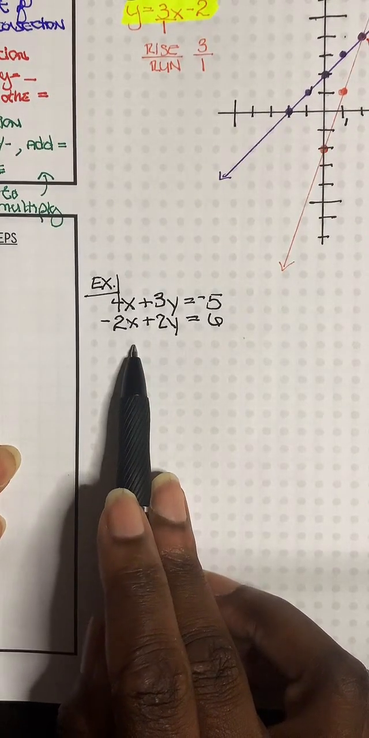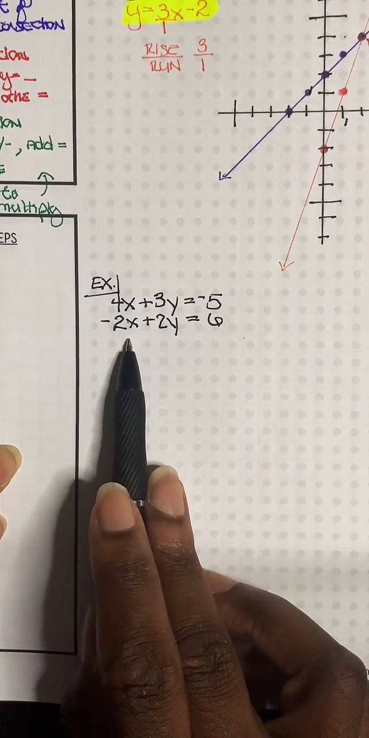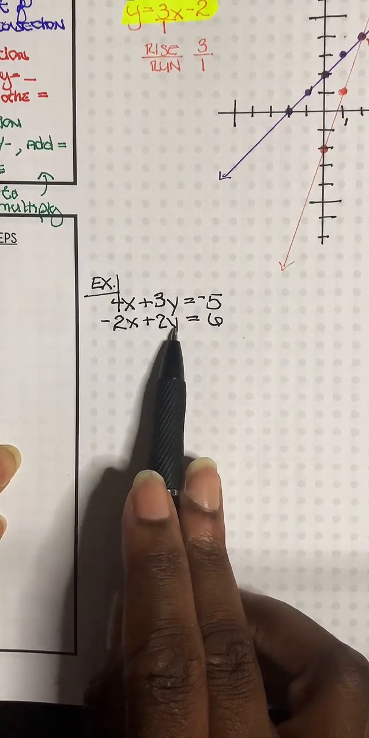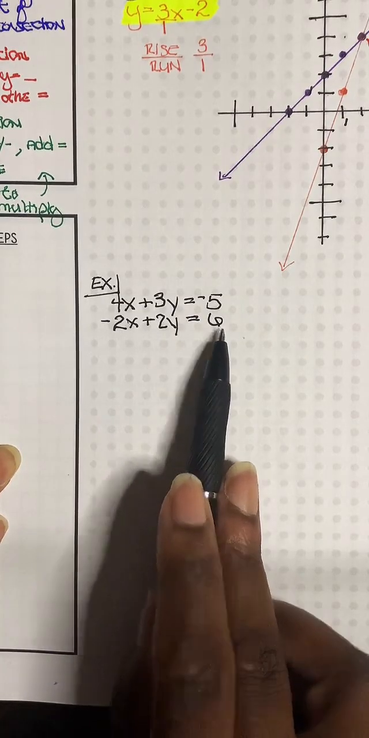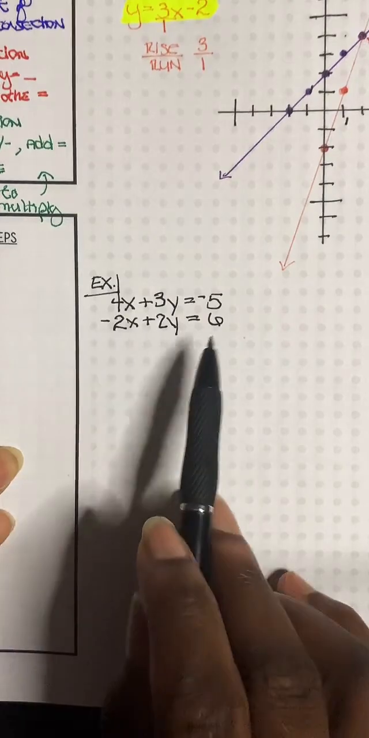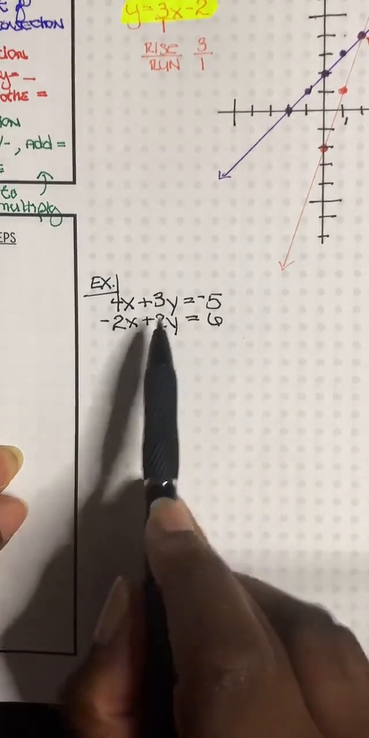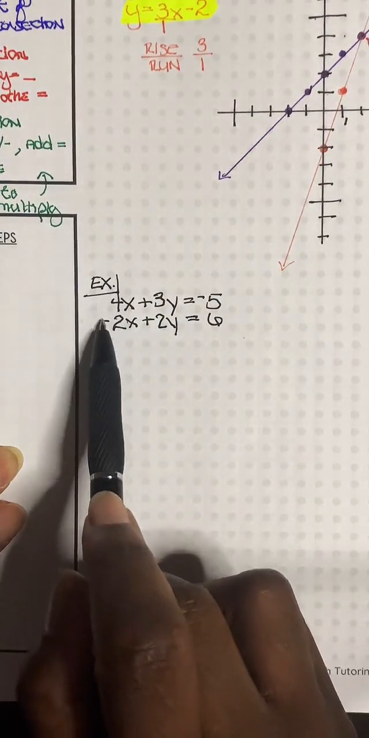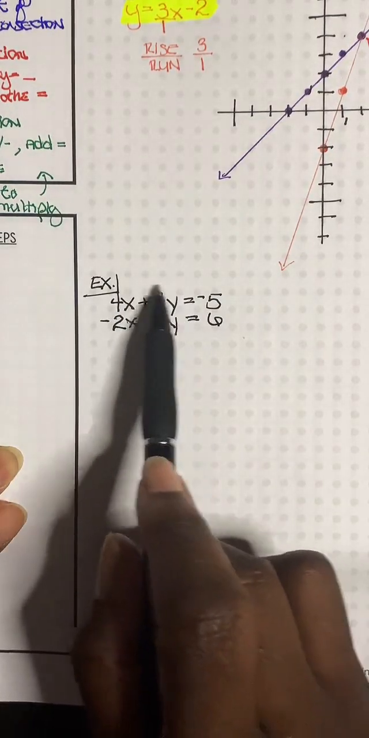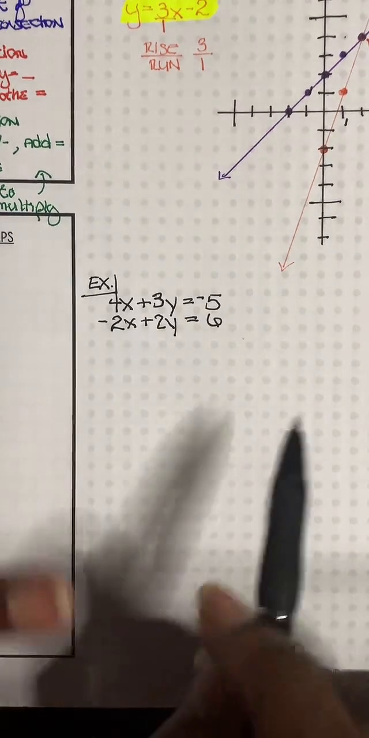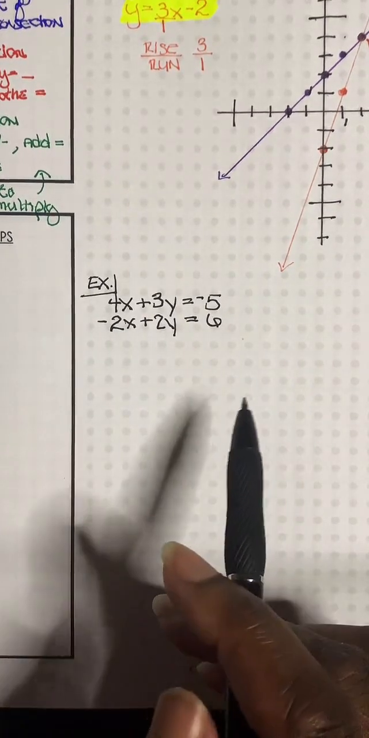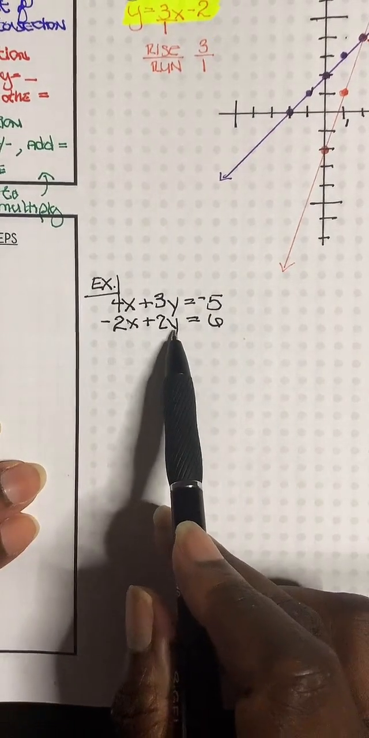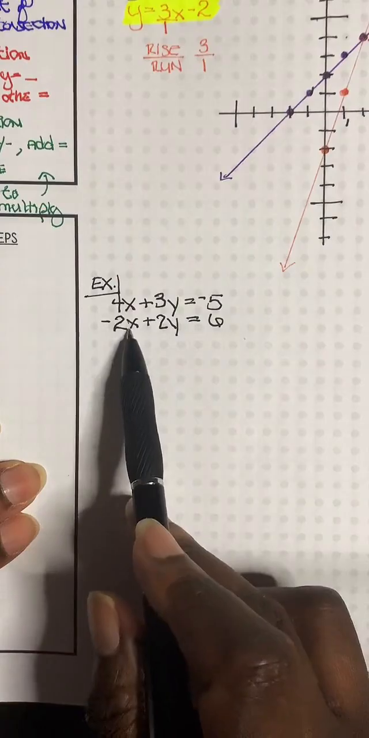So we have 4x plus 3y equals -5, and -2x plus 2y equals 6. Now, this is going to be the trick. Take a look at your x and y's. Are there any x and y's that have a leading coefficient of 1? Basically, are there any x and y's that are by themselves?